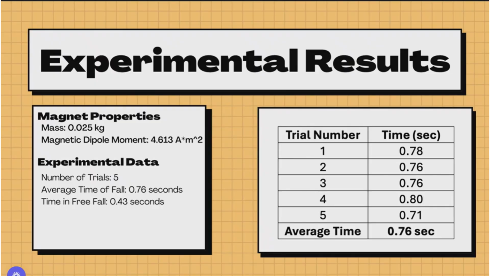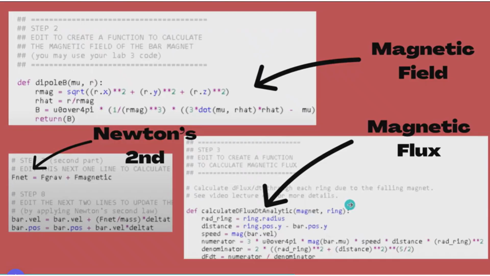So some properties for the magnet. The mass was around 0.025 kilograms, and the dipole moment was 4.613 amps times meter squared. For the experimental data, like I said, there were 5 trials with an average fall time of 0.76 seconds, but the time in free fall from the same distance without being in the tube was 0.43 seconds, showing that there's a very significant change due to the magnetic force.